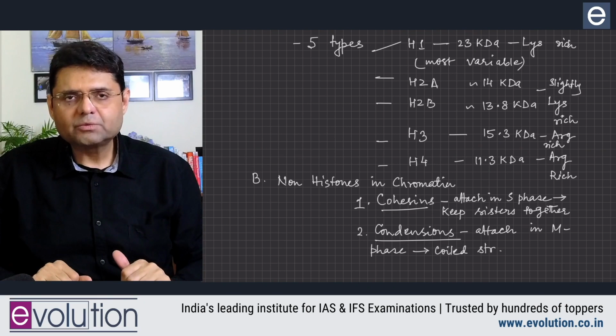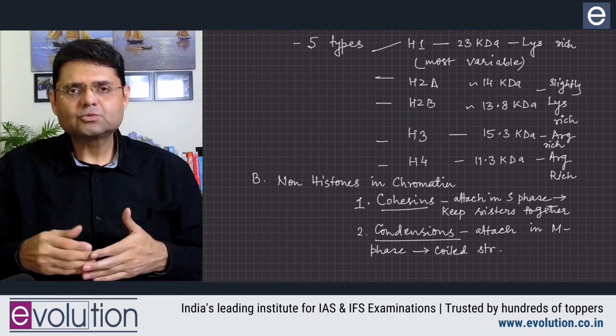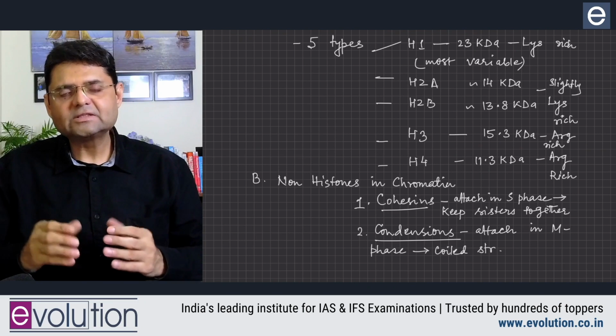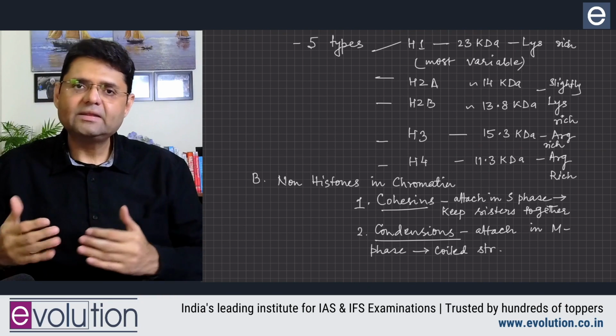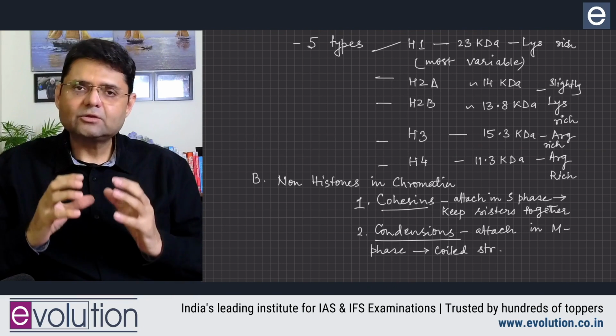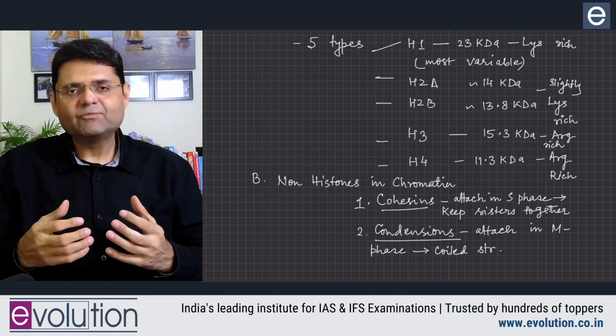Then non-histone proteins, 2 of them: cohesins, which keep the sister chromatids together after the S phase, and condensins, which will come into play in the M, that is the mitotic phase, and they will be condensing the chromosome into the M phase chromosome.